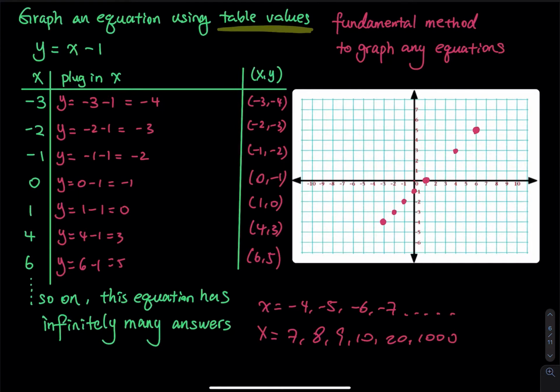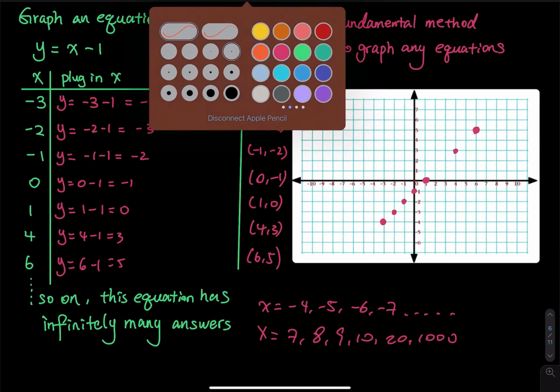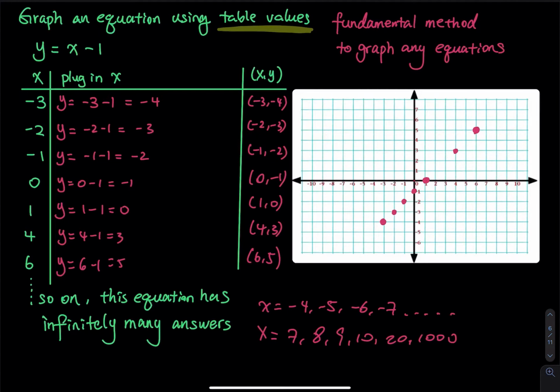By catching this pattern, let me pick another color for that, I can easily pick all the other points out. So they are right here. This is the pattern, so I can easily grab the rest of the points. What do these points represent? These points represent the solutions of this linear equation.